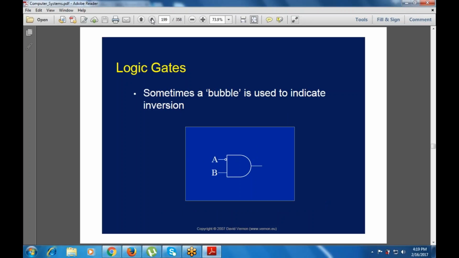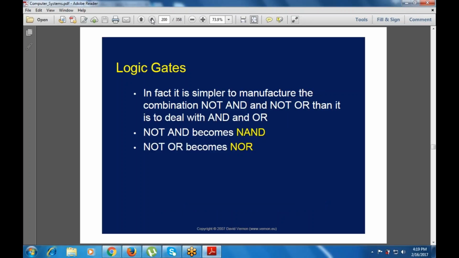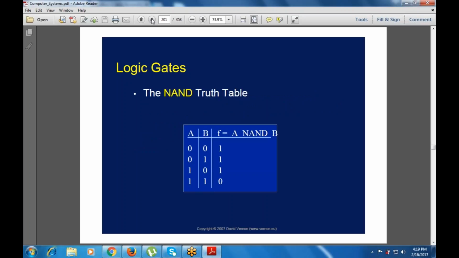Inversion in the sense that there are various tools available to invert things, that means change the things. And in fact, it is simpler to manufacture the combinations NOT AND and NOT OR than to deal with the AND and the OR. And NOT AND becomes NAND and NOT OR becomes NOR. This is the NAND and the NOR.